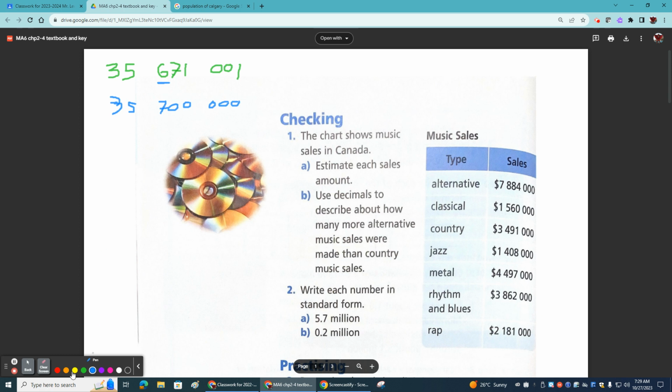Next, you're going to turn this number into decimal millions. So I've got 35 millions, 0.7. So 35.7 million. And that is how you turn a big, fat, ugly number into decimal millions.